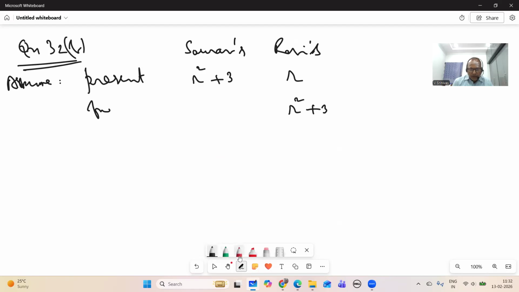Then, at that point of time, Saurav's age would be how much? It is some 13r minus something. So, Ravi is allowed to grow to his father's age. From r, he grows to r square plus 3 years of age. And then at that point of time, Saurav's age will be 13 times of present age of Ravi minus something, minus 6, I think. Let me verify.